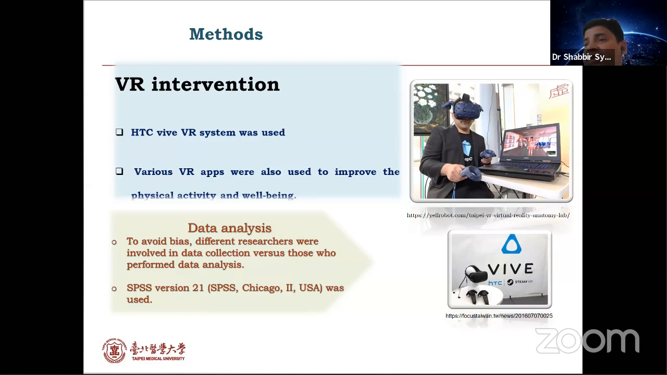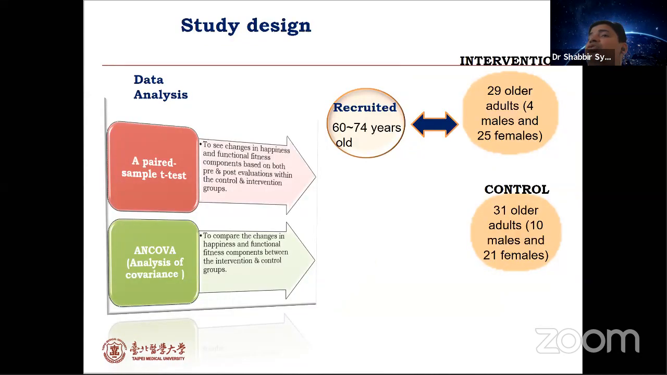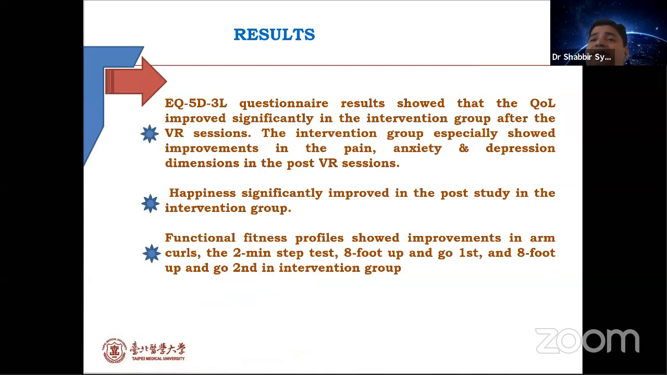combine them. So we did all fair things and recruited older people aged 60 to 74 years, 24 in the intervention and 31 in the control. So overall we had around 60 people, and we did a paired sample test and ANCOVA, analysis of covariance, to get the results. And definitely we got the results.